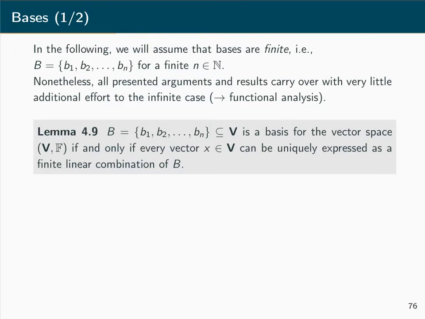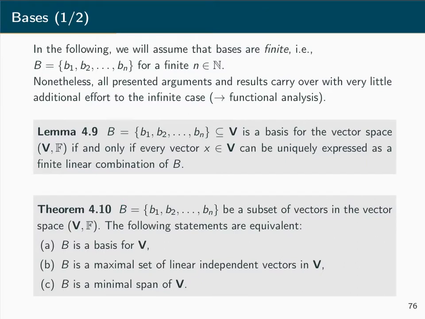The first result that we consider is lemma 4.9, which says that a set B consisting of n vectors in a vector space is a basis for this vector space if and only if every vector x in the vector space can be uniquely expressed as a finite linear combination of vectors in B. We will not provide a proof of lemma 4.9 here because it's part of exercise sheet 3.